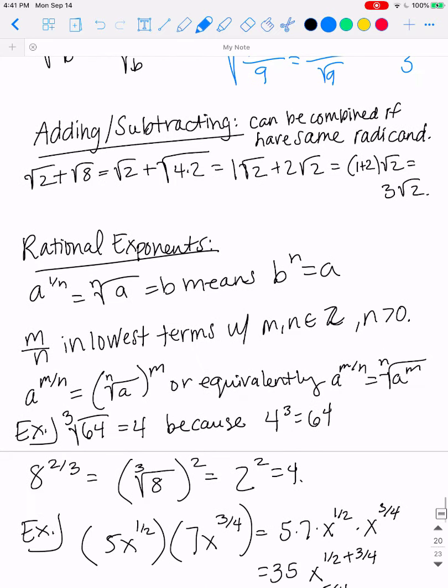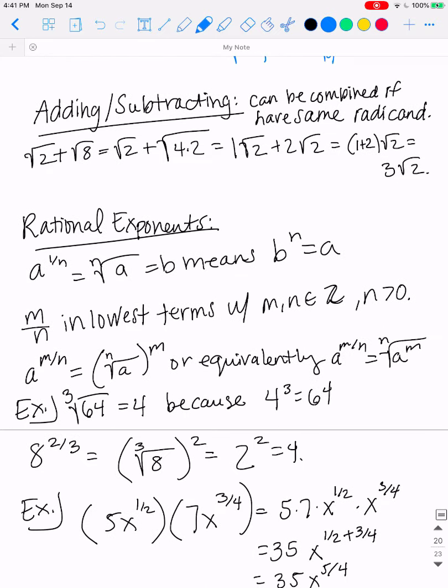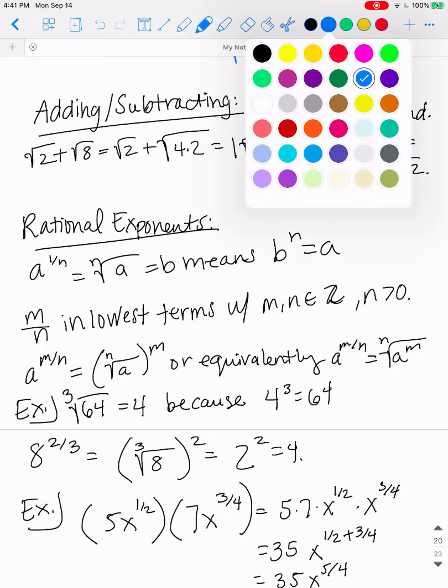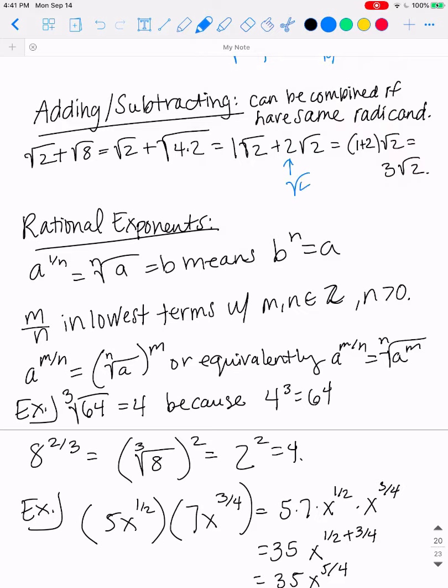Adding and subtracting radicals: they can be combined if they have the same radicand. So our square root 2 plus square root 8, we could break up 8 into 4 times 2. Then 1 times square root 2 plus the 2 here is from our square root 4. Now they both have square root 2, so we can combine them. We'll add the 1 and the 2 to get 3 square root 2.